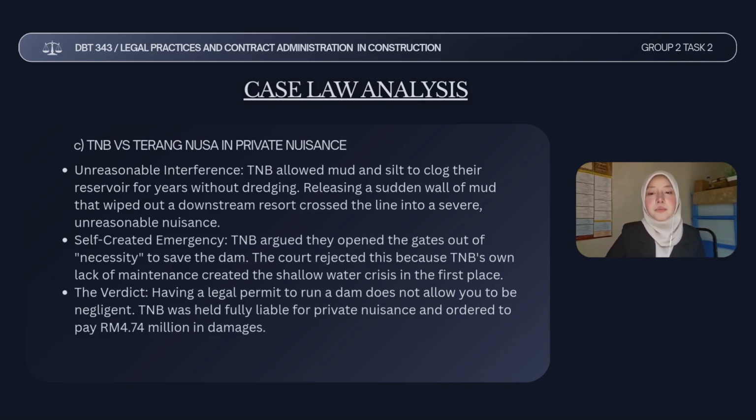Under tort law, you cannot use necessity as an excuse for a situation that you yourself created. Ultimately, JNB was held fully liable and ordered to pay 4.724 million for the damage to the victim. It is a lesson that the law will never allow a developer to be negligent.